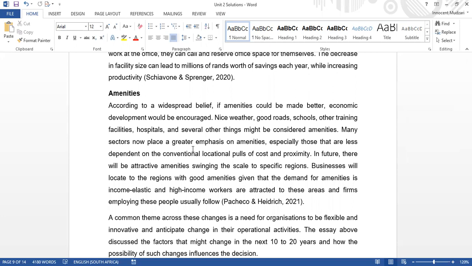So many sectors now place a greater emphasis on amenities, especially those that are less dependent on conventional locational pools of cost and proximity. So in the future, there will be attractive amenities bringing the scale to specific regions. So we see businesses going to locate in those areas that have got what? Good amenities. Those areas which have good amenities are usually frequented by a lot of customers, so it will positively affect the businesses, and they will see an increase in their revenues.